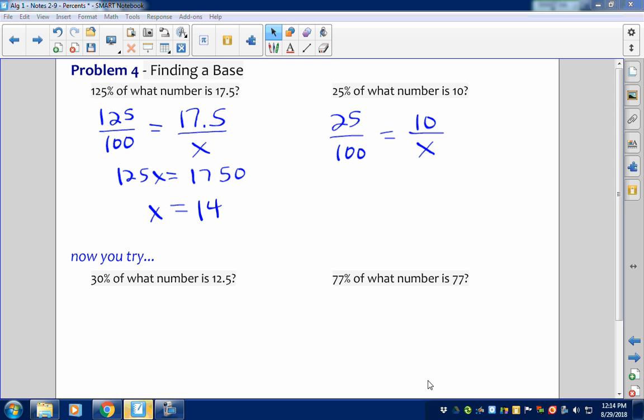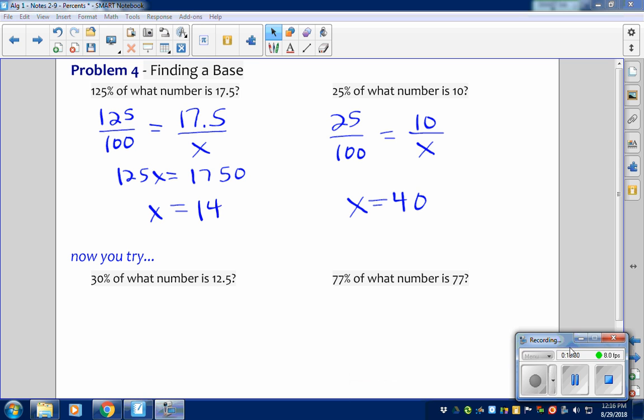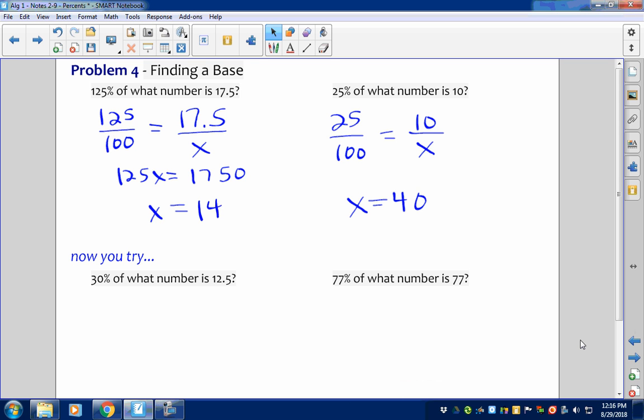Some of you might be able to do this without cross multiplying and dividing. 25% is like 1/4. 10 is 1/4 of what number? 40. So x equals 40 is what you should get. So go ahead and try the now you try ones there, the last two. For the first now you try, you should have gotten 41 2/3, and the second one was 100.